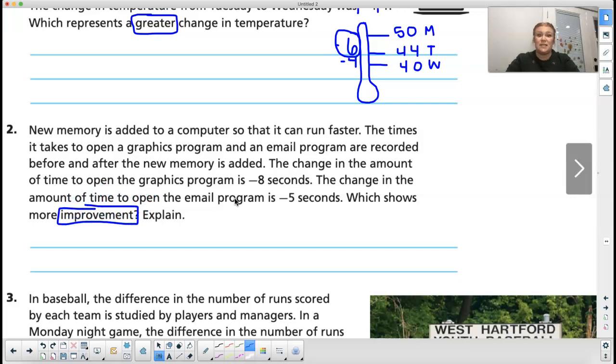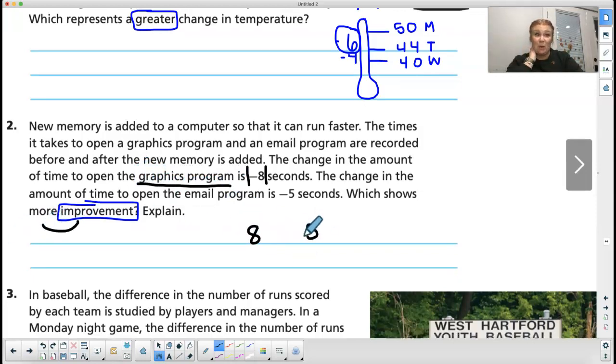So again, we're not necessarily looking at that it lost 8 seconds, that it lost 5 seconds. We want to know which one improved more. So this one we can see sped up 8 seconds and the email sped up by 5 seconds. If I think about this as an absolute value, this grew a difference of 8 seconds. This one grew 5 seconds faster. So which one is better? The one with 8 is the graphics program, got 8 seconds faster. That's more improvement, 3 seconds more than the email program.